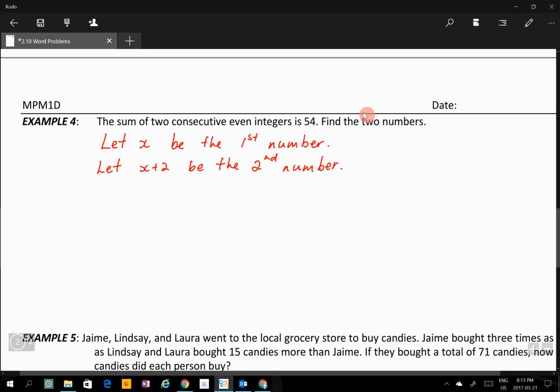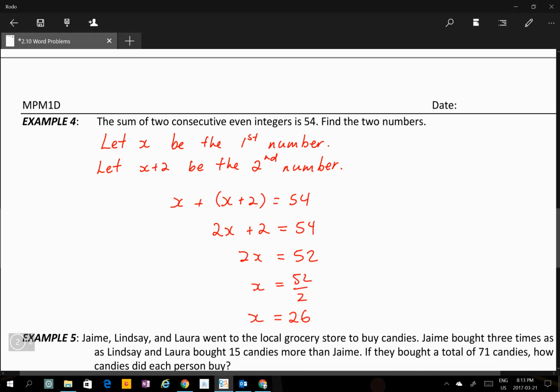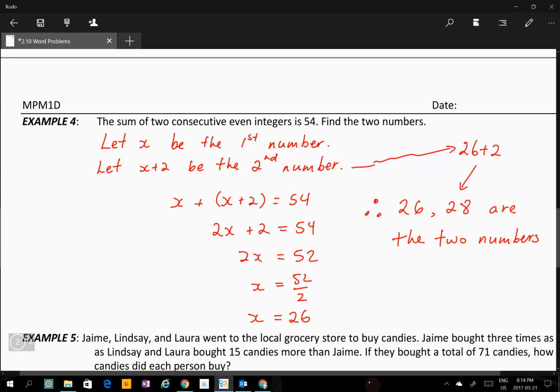So when I create my equation, it's going to look like this: x plus x plus 2 equals 54. Solve for x, collect like terms on the left. I have 2x plus 2 equals 54. Subtract 2 from both sides, I have 2x equals 52. And if I divide both sides by 2, 52 over 2 is going to give me my answer, which is 26. So x is equal to 26. So if the first number is 26, then 2 more is going to be 28. So 26 and 28 are the two numbers. And again, a reminder, 28 comes from 26 plus 2, from this let statement.